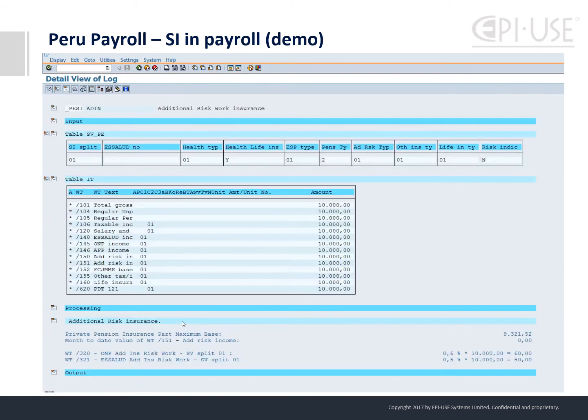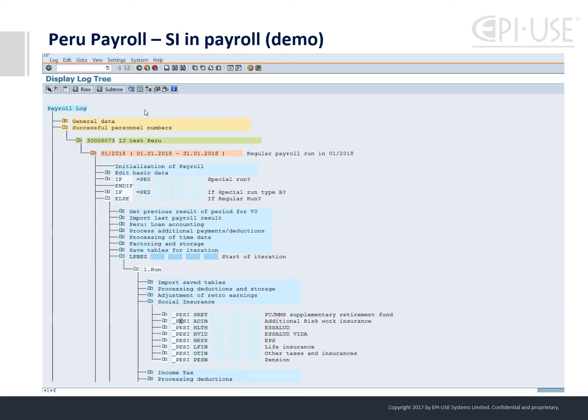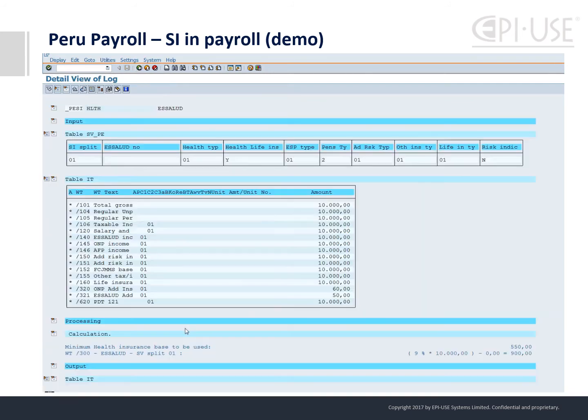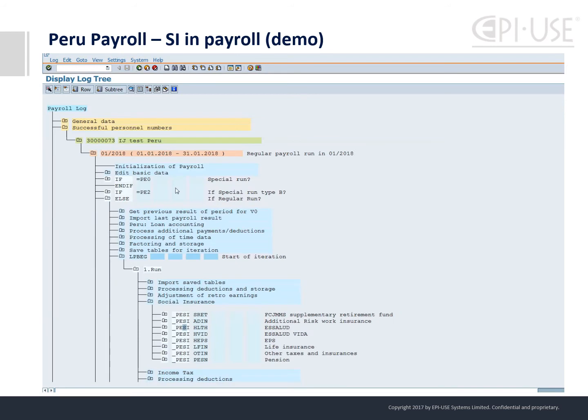For example, if we double click on that, for additional risk work insurance, we will see the inputs and we will see the processing. The log will show exactly how these wage types were created, and the information will be stored in the input table. This applies to basically all of the rest, the health option, inputs, the calculation, and in the end we will see the wage types added.